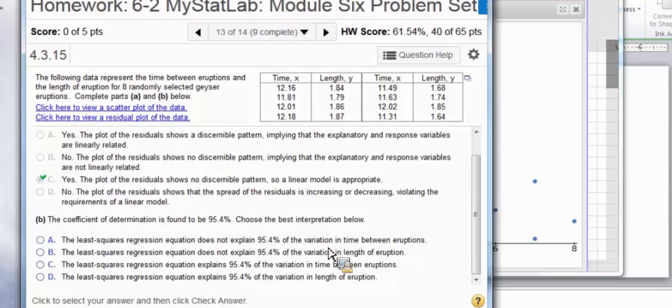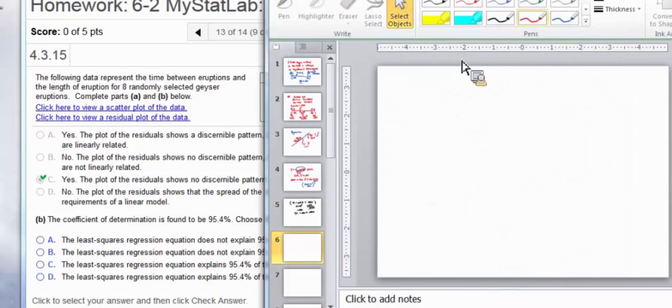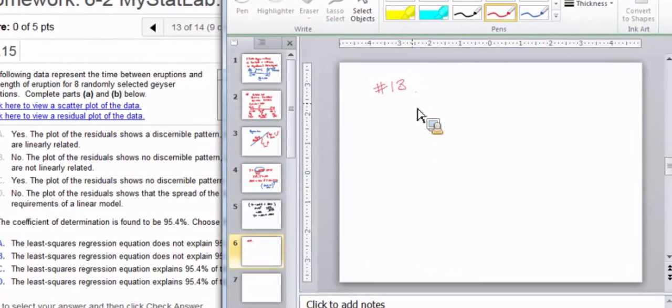Okay, let's continue. The coefficient of determination. So that's something we haven't talked about. So let me just tell you what it is. There are different ways of measuring how closely x and y are tied to each other. So we have two variables, x and y. One way is the correlation coefficient. The other way is the square of that.